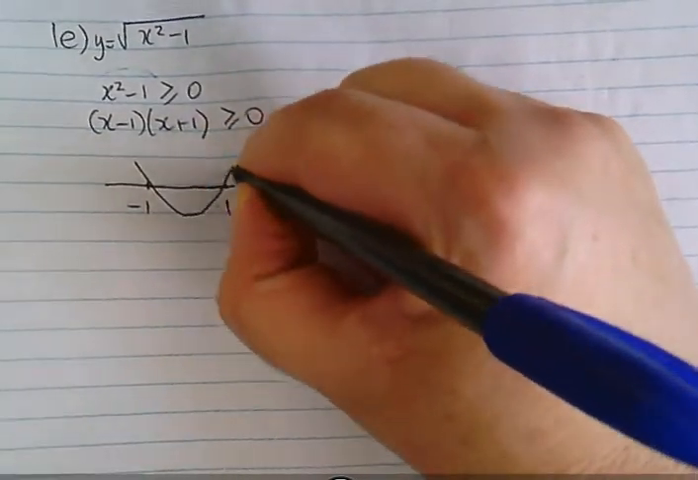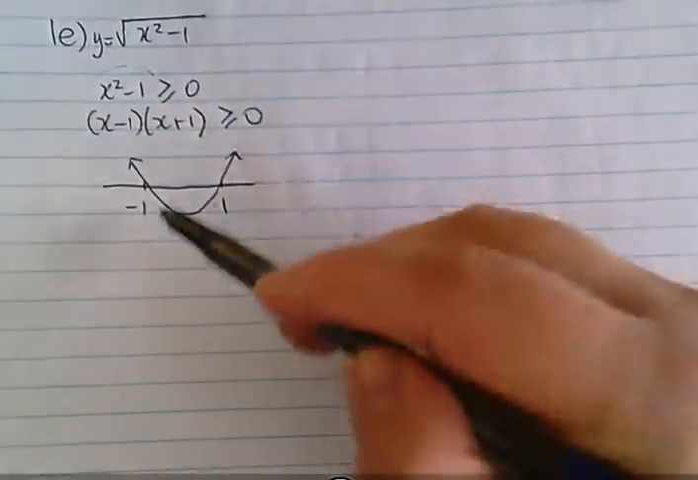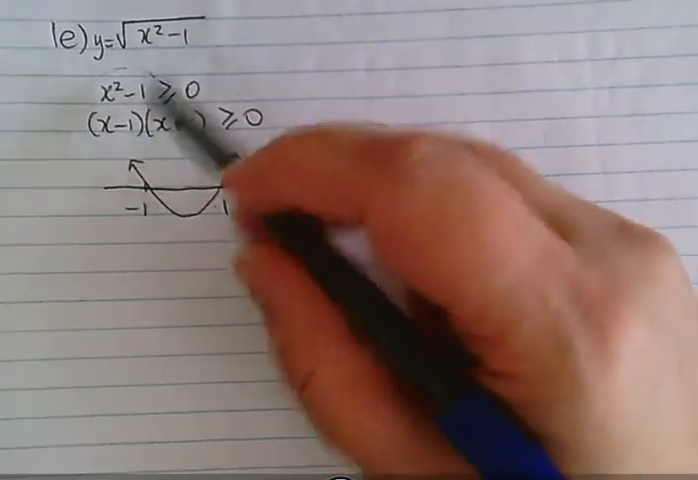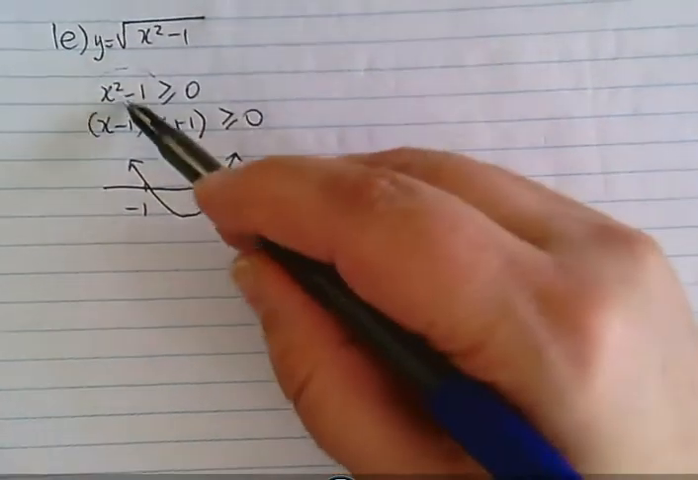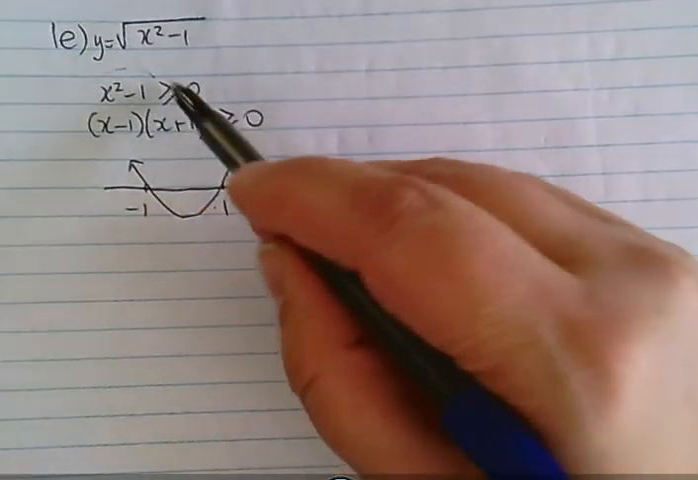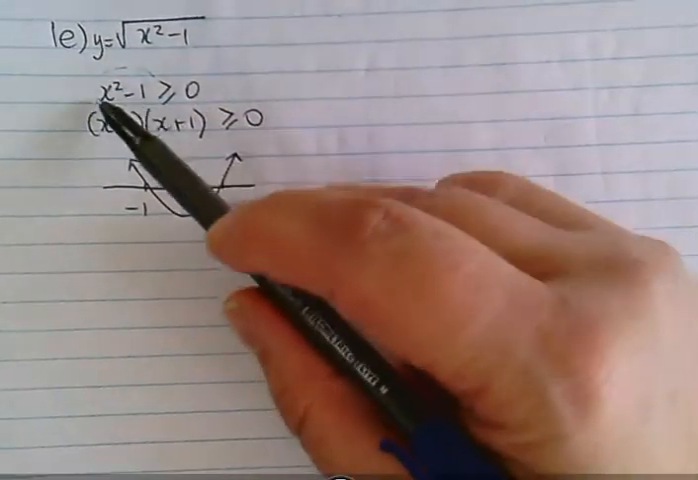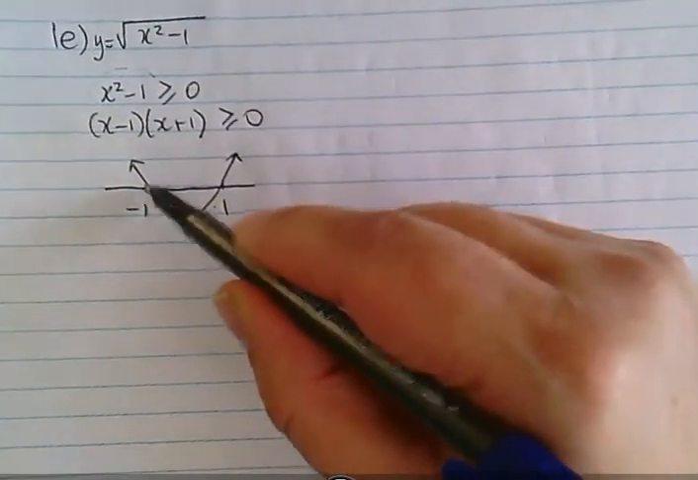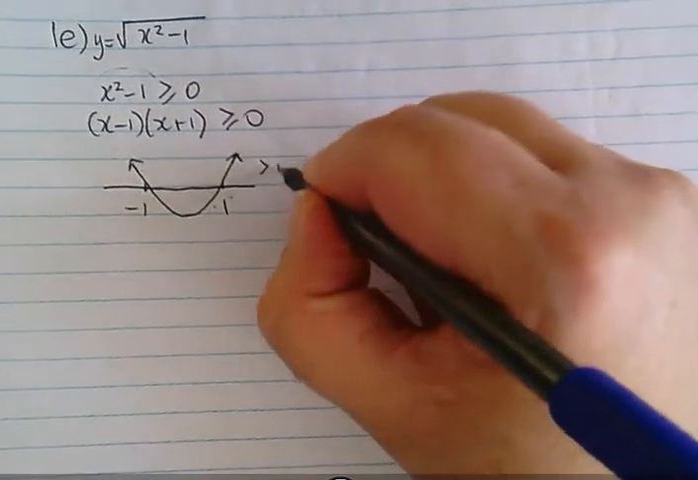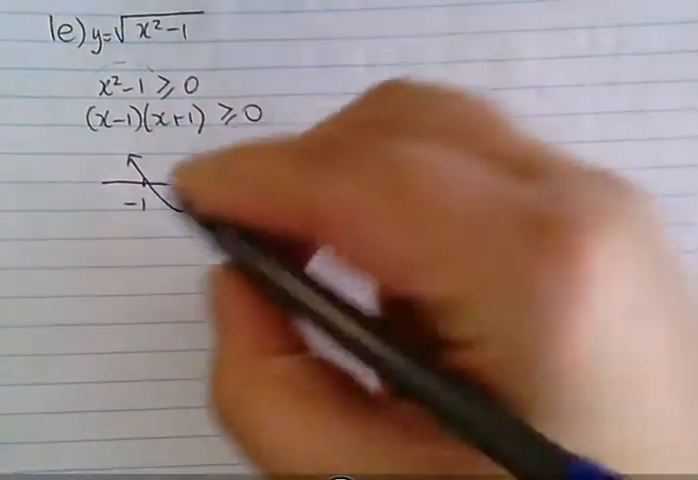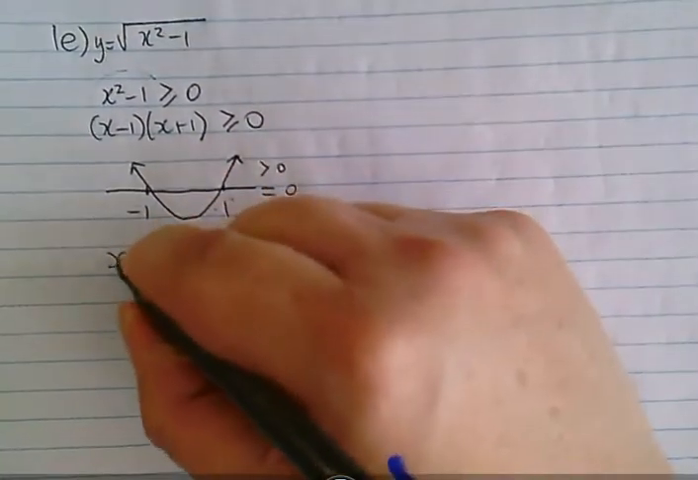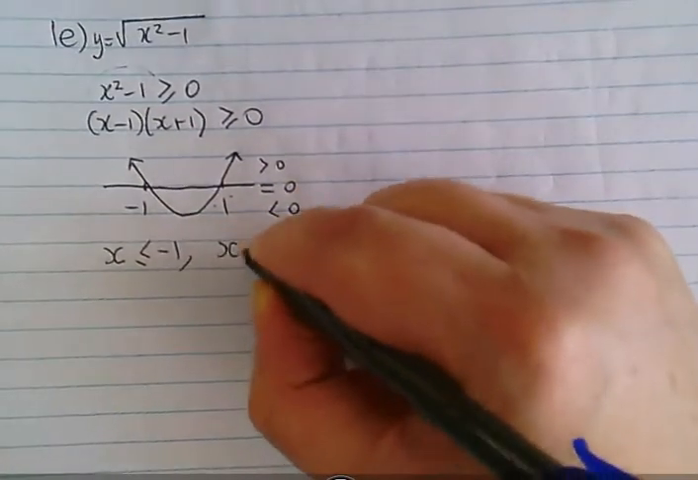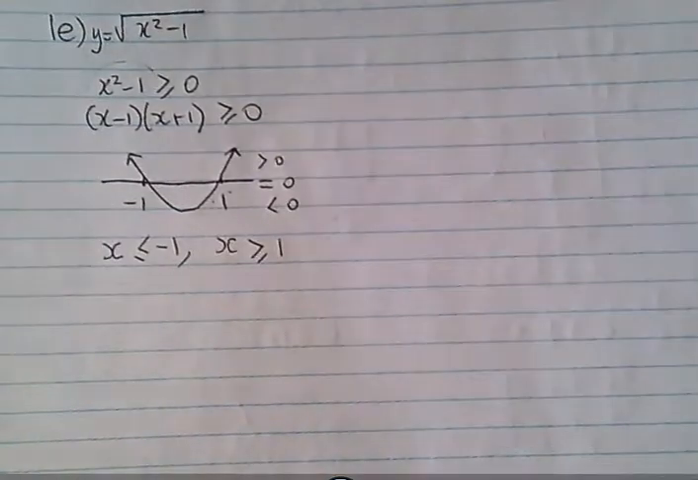This is what it looks like. This is concave up. If I was sketching x squared minus 1, I know that x squared minus 1 has to be greater than or equal to 0. x squared minus 1 is a parabola with x-intercepts -1 and 1, greater than 0, equals 0, less than 0. What values of x am I allowed? x is less than or equal to -1. x is greater than or equal to +1.